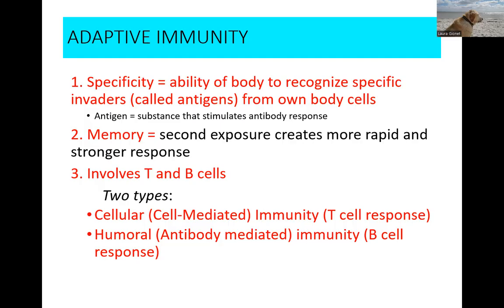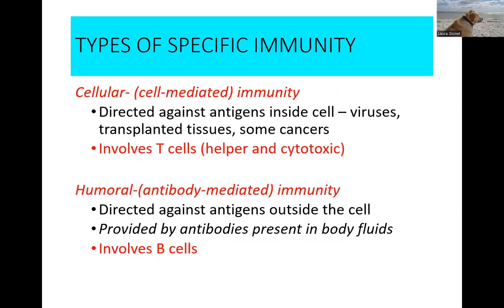Adaptive immunity also demonstrates memory. The second exposure creates a more rapid and stronger response. And it involves T lymphocytes and B lymphocytes. Cellular, cell-mediated immunity uses the T lymphocytes or the T cell response, and humoral immunity uses antibodies made by the B lymphocytes, which are technically plasma cells. That's a B lymphocyte that's now a specific factory to make a particular antibody. That functions in the humoral side because we use the fluids of the body to circulate all those antibodies.